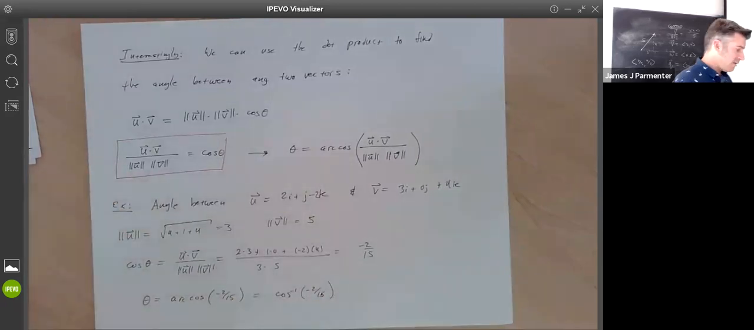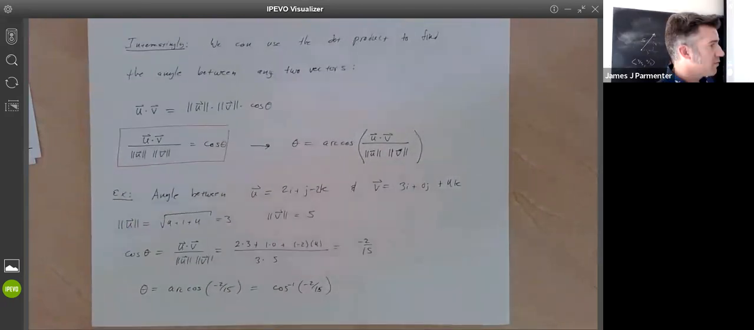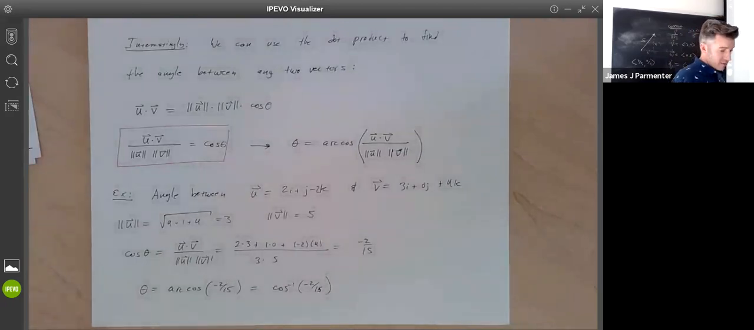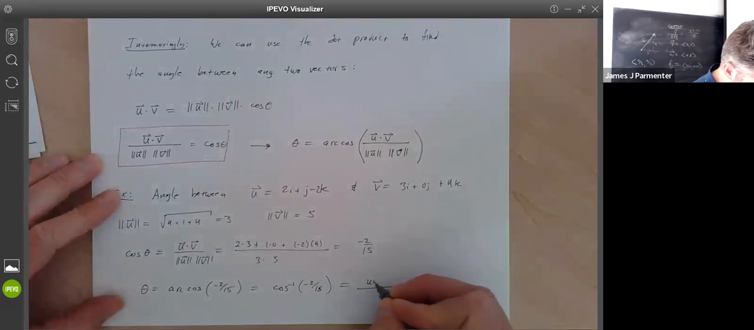Now, I would need a calculator to find this, but I will point out, we know for sure that this angle is bigger than 90 degrees, or it's between 90 and 180 degrees. Because if you're taking the inverse cosine of a negative number to get an angle, that angle had to have been in quadrant 2, not quadrant 1. So it's equal to something. Use a calculator.